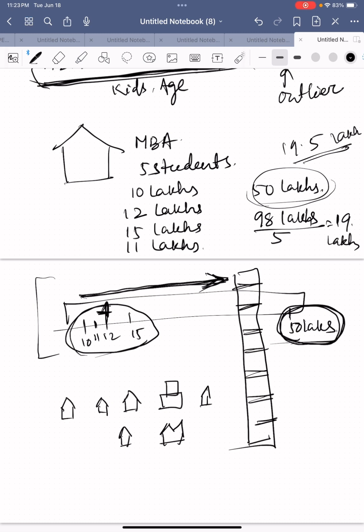In this case, for these data points, the range would be 5. But once you introduce the 50 lakhs, the range is 40 lakhs. Right? So it is giving you a wrong interpretation of the data.